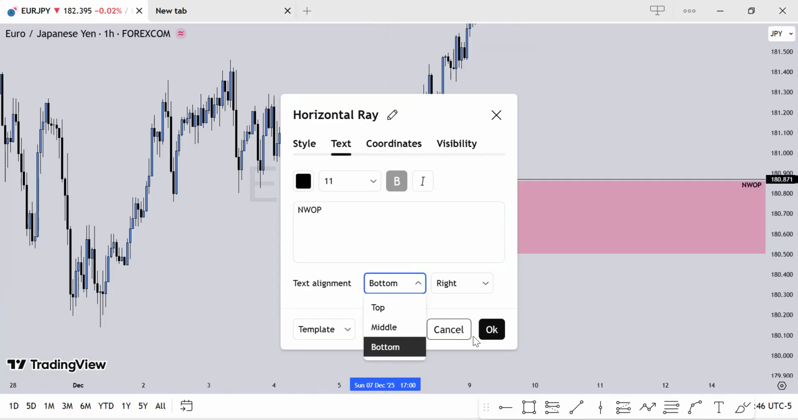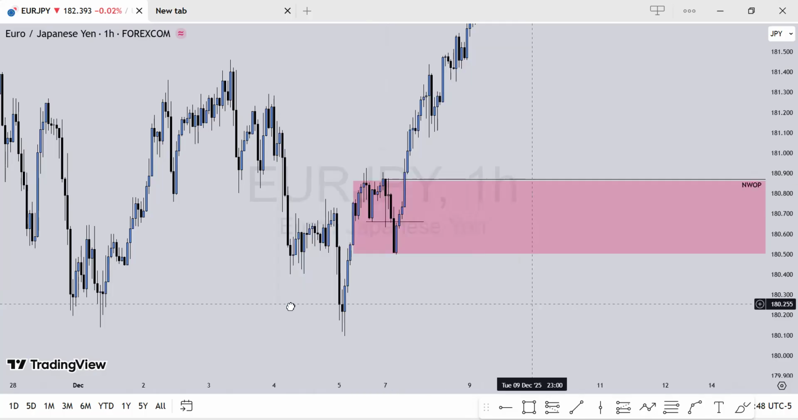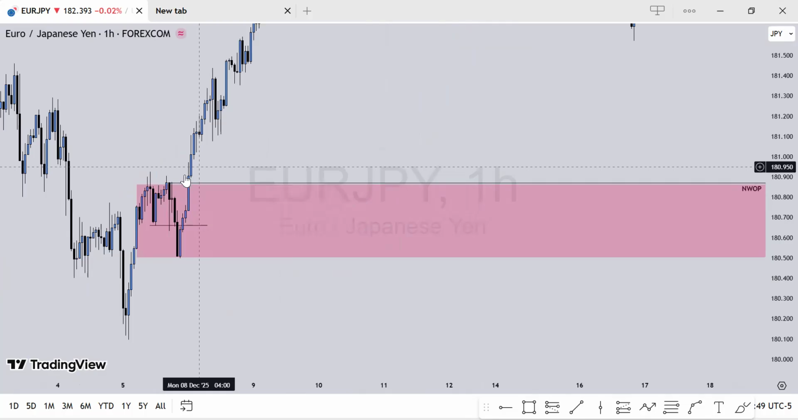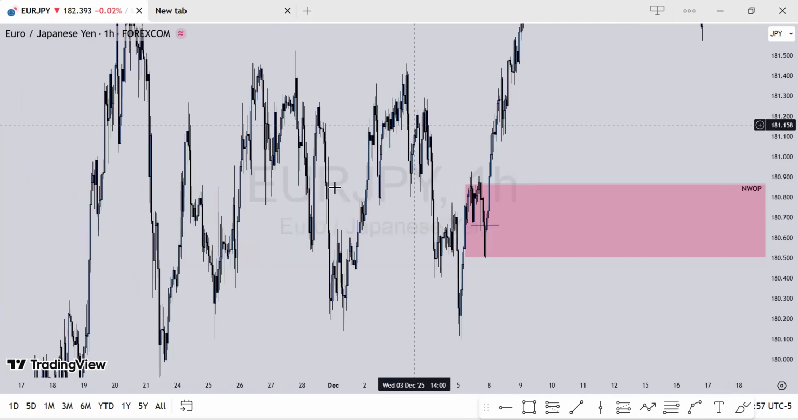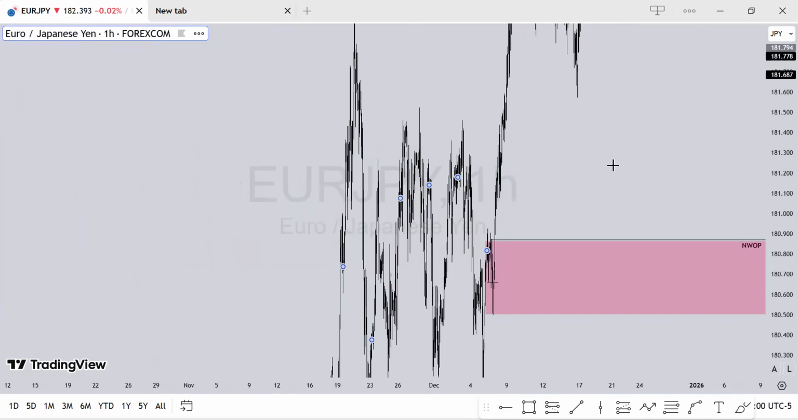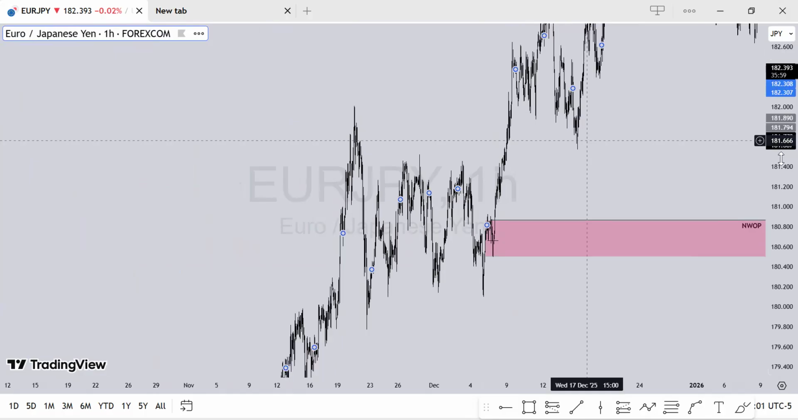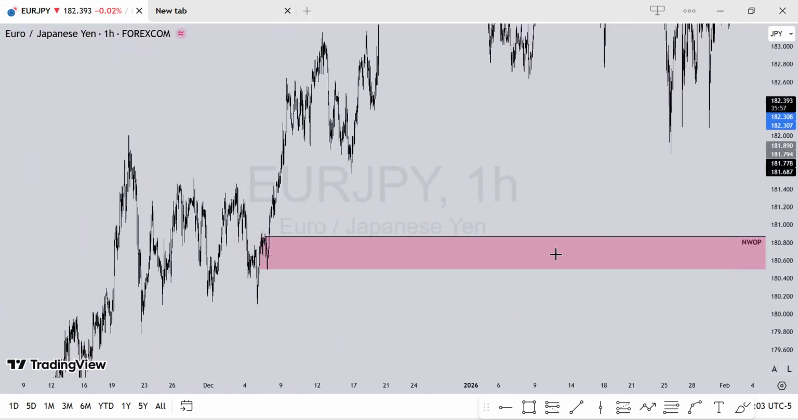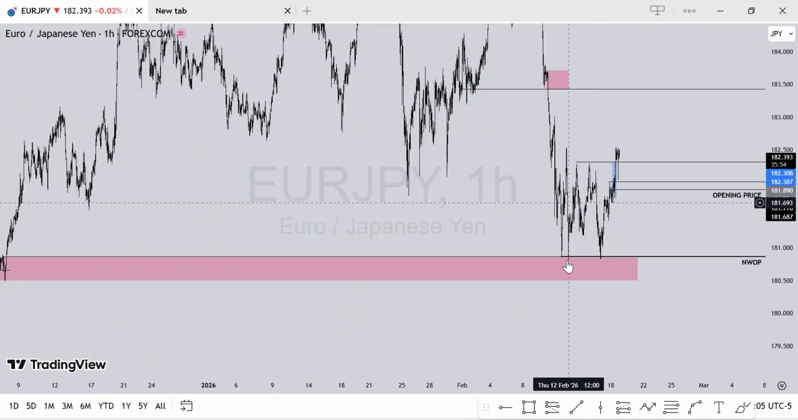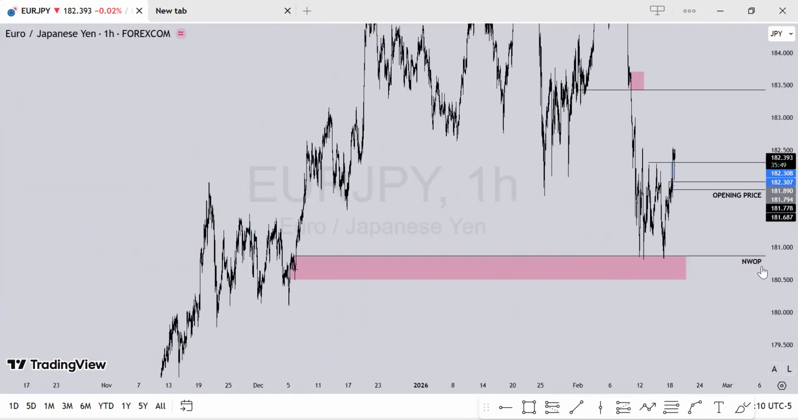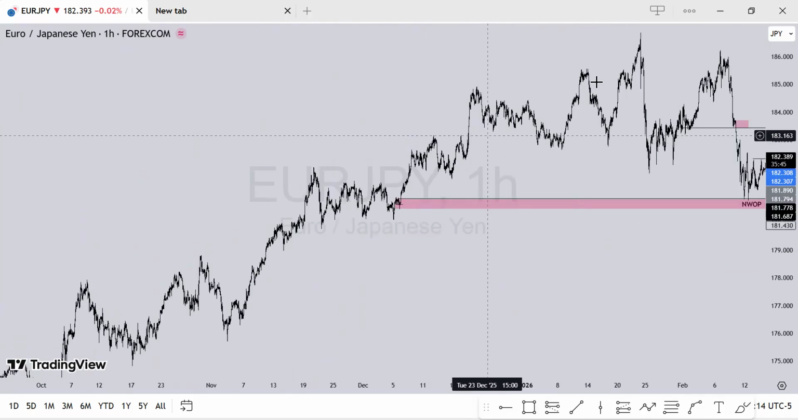So after that got created, price never came back to mitigate this new week opening price again, until several weeks went by. As you can see, several weeks went by and price finally retraced back into this very range in price. And don't forget, long term, this very pair has been very bullish, as you can see.